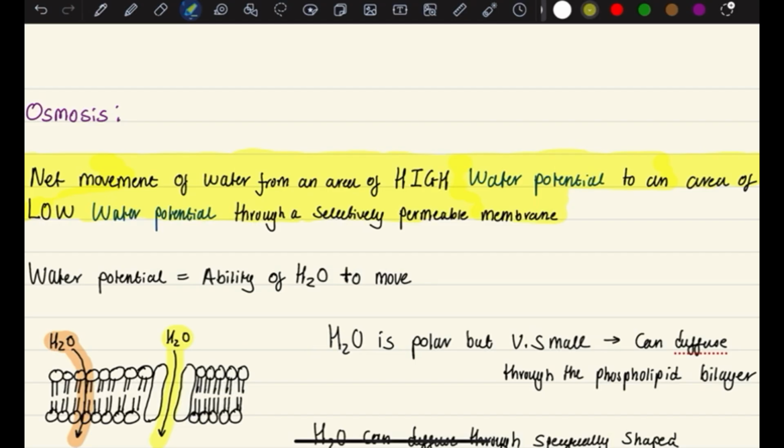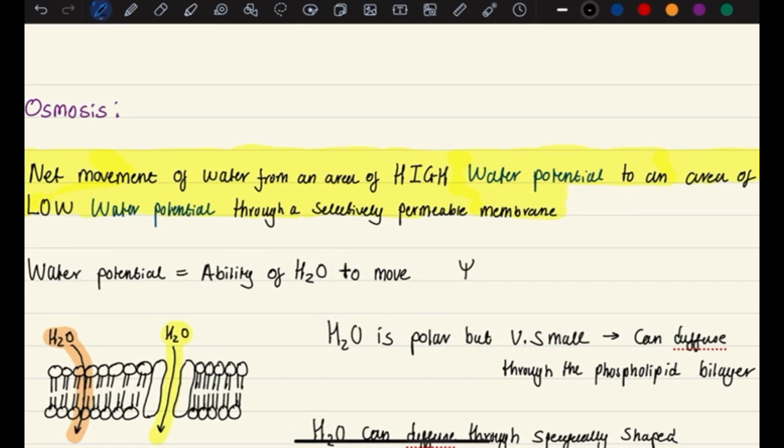And water potential, I feel like they don't mention this a lot, and I forgot to say as well, you might see it denoted as that. That's also a symbol for water potential. I'll just circle it. But really, water potential is just the ability of water to move. Yeah, that's essentially what it is.